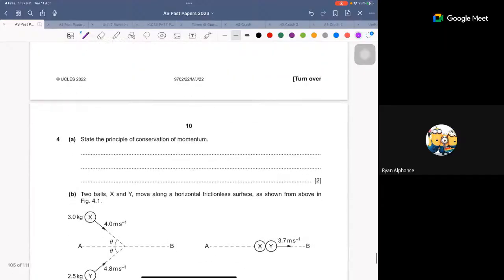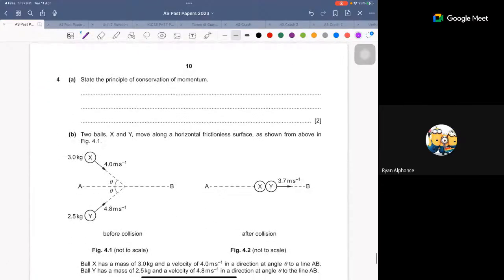Okay, do let me know if you have a question. Then it says state the principle of conservation of momentum. Very easy. So it says total momentum before collision is equal to total momentum after collision. So this will give you 1 mark, and the second mark is writing in a closed system. You can also write isolated system. Isolated or closed system basically means that there are no external forces acting.